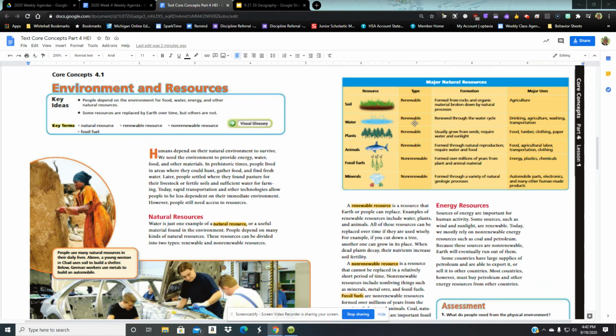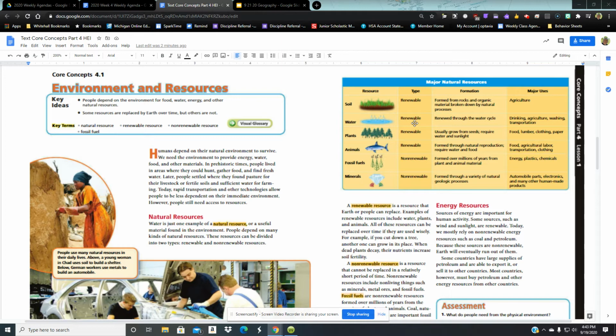So if we cut trees down, it takes time, but they are a renewable resource because you can use seeds to plant more. Usually grow from seeds and require water and sunlight. We use quite a few trees for paper products, and it's tissue paper, toilet paper, paper that we write on, plates, paper plates. There's napkins. That's all from paper, from trees, made into those different products.